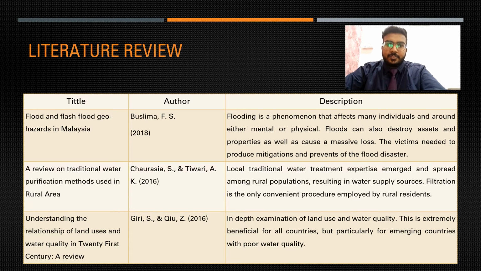The third literature review is Understanding the Relationship of Land Use and Water Quality in the 21st Century. The author of this article is Giri, and it was done in 2016. This research is mainly on an in-depth examination of land use and water quality. This is extremely beneficial for all countries, but particularly for emerging countries with poor water quality.